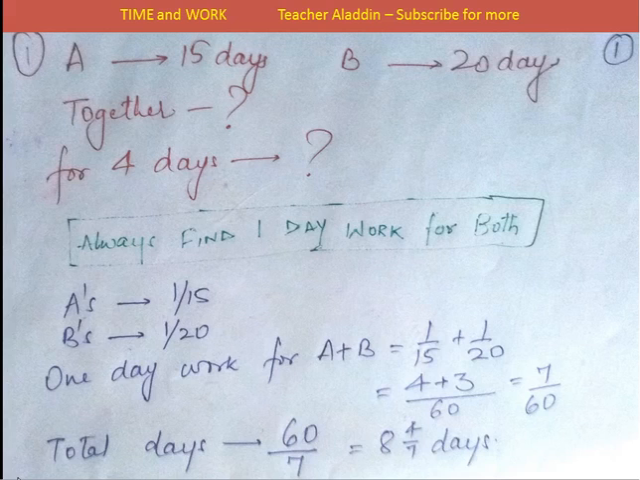The total days would be, what do you do? You reverse the fraction. The fraction is 7 by 60. You reverse the fraction. It becomes 60 by 7. These are the total number of days required to complete the task. And if in fractions I have to write, I'll write it 8 4 by 7 days. Okay, again, the golden rule is this: find one day work for both.